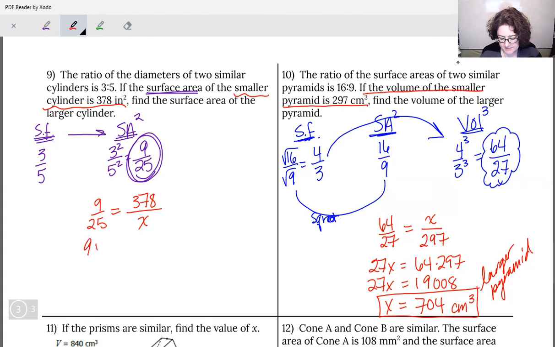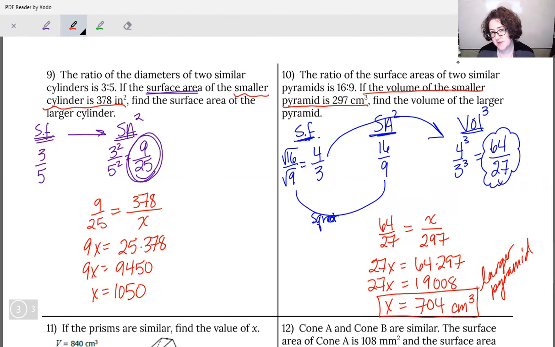Alrighty, so 9 times X will give us 25 times 378. And definitely need the calculator on that one, unless you want to do your math out by hand, which is never a bad idea. It's really good practice. All right, then divide both sides by 9. All righty, so X equals 1050.